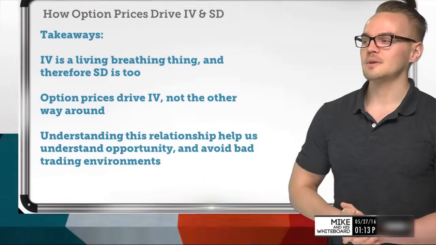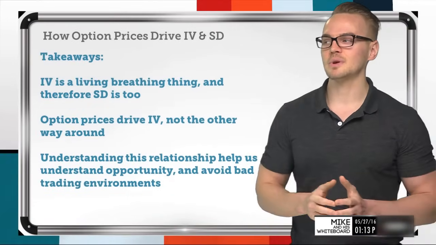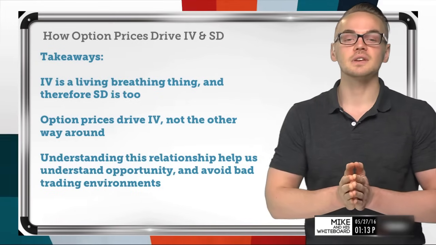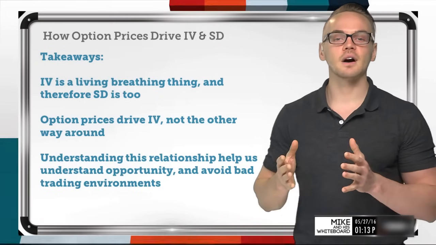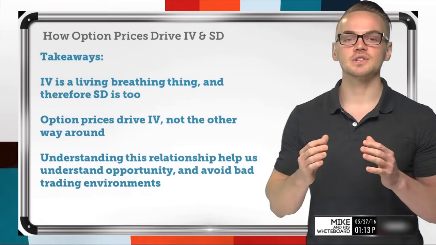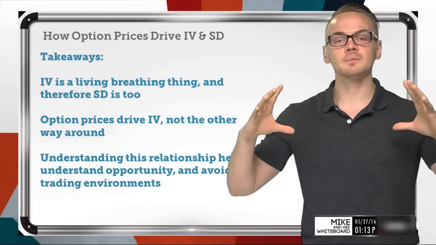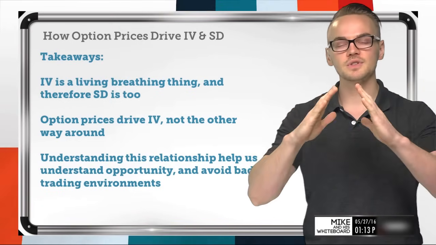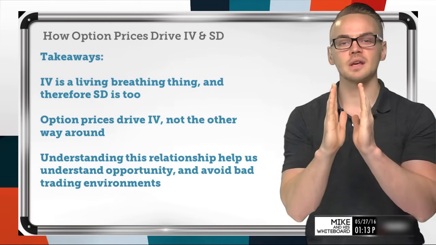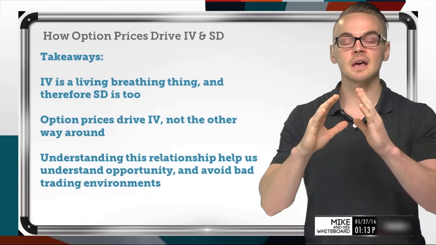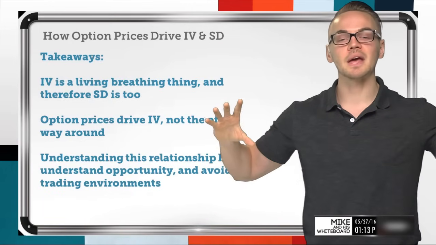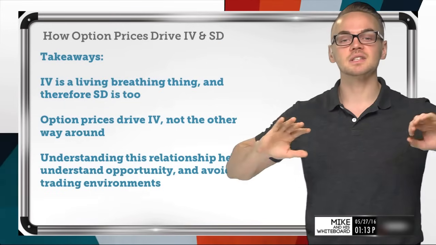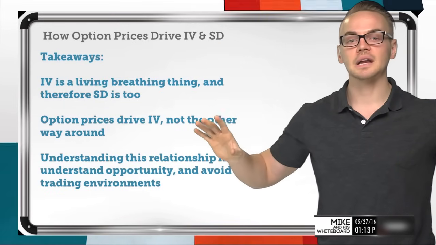So the very first takeaway we've got is IV is a living, breathing thing, and therefore standard deviation is too. When we look at underlyings, we'll see implied volatility change. So I want you to imagine when implied volatility is low, those strikes and the standard deviation is going to get much closer to the stock price. But when it's higher, it's going to expand. So the probabilities are going to expand way out into those out of the money options.